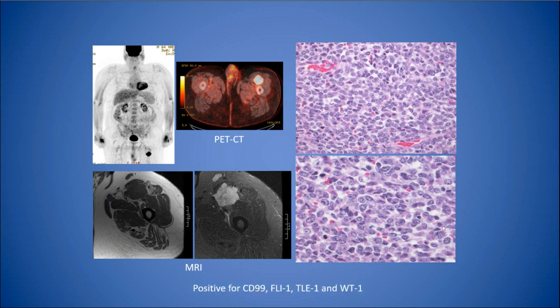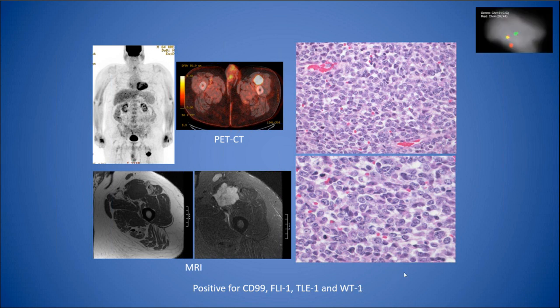In the second round of immunohistochemical staining, the tumor turned out to be positive for CD99, FLI1, and also TLE1. In the meantime, the tumor was sent for EWSR1 gene rearrangement, which was reported as negative. Subsequently, we ordered WT1, which turned out to be positive.